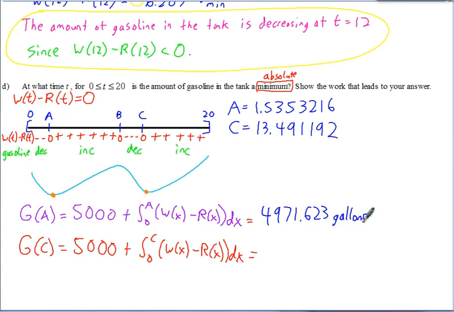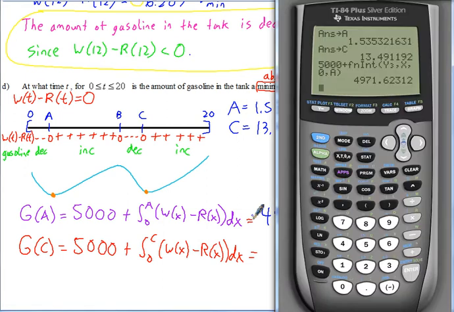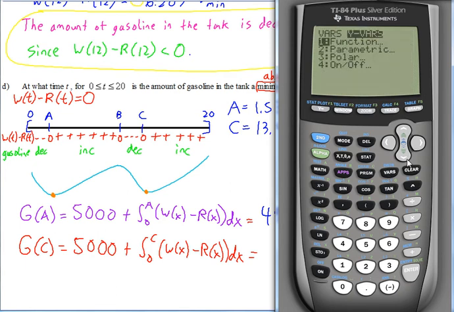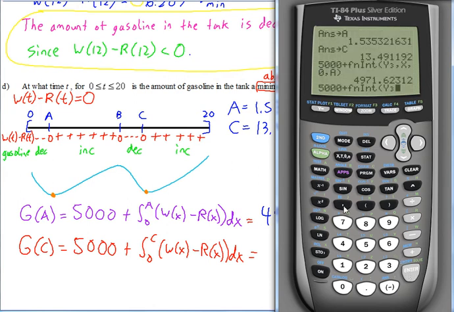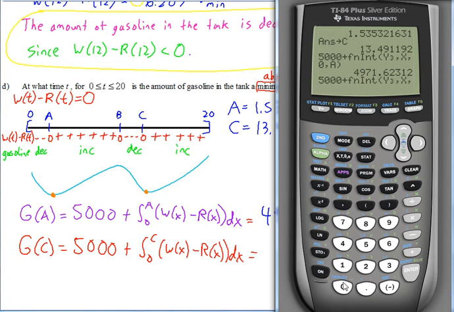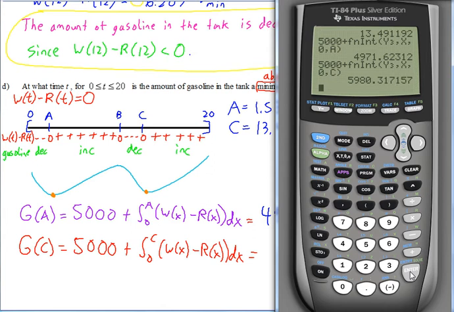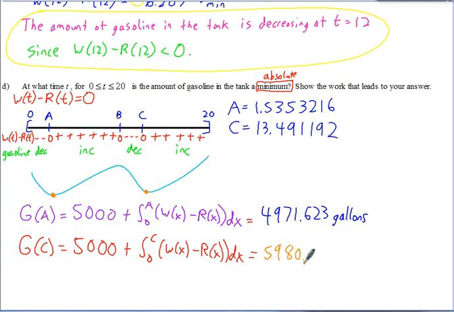And now let's compare that, see which one's lower, to g of C, which would be 5,000 plus integral of y3 again, comma x, comma lower limit 0, upper limit alpha C. And we can see it's not even close here, 5,980.317. And we can see this one is lower.